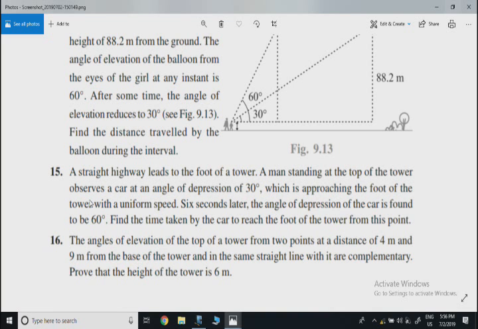So it says the angle of elevation of the top of a tower from 2 points at a distance of 4 meter and 9 meter from the base of the tower and in the same straight line with it are complementary. Prove that the height of the tower is 6. Okay, you have to prove the height of the tower. Answer is 6. So let's check.